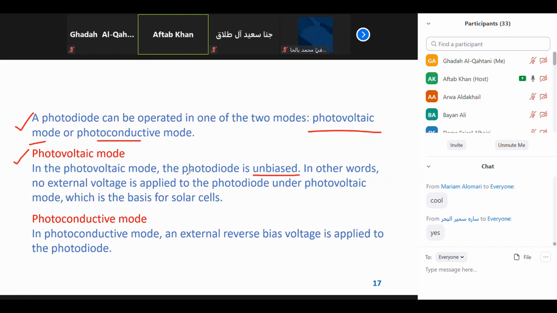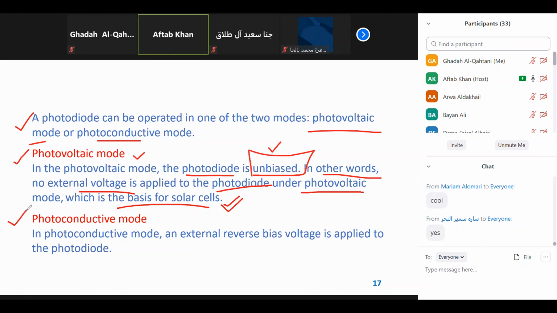In photovoltaic mode, the photodiode is unbiased. Look here. In photovoltaic mode, it is unbiased, meaning we will not connect any external source. It is just connected there without any external battery, reverse or forward bias. In other words, no external voltage is applied to the photodiode under photovoltaic mode, which is the basis of the solar cell. The same concept we use in solar cells.